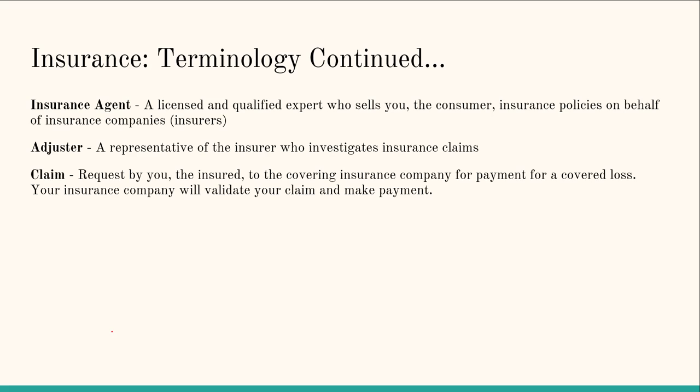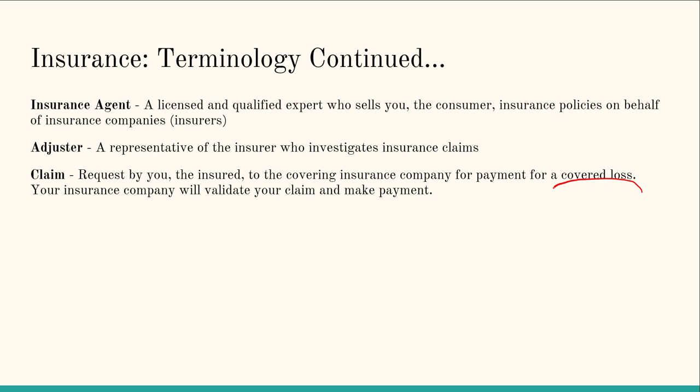Okay, so claim. This is a request by you, the insured, to the insurance company for payment for a covered loss. So let's say you have property insurance and it covers damage to your house from a tree fall, and a tree falls on your house. Then you will have to submit what's known as a claim to your insurance company to say, hey, this tree fall, which is covered under my insurance, is a covered loss. I want to make a claim to get paid to fix the issue. So that's what a claim is.